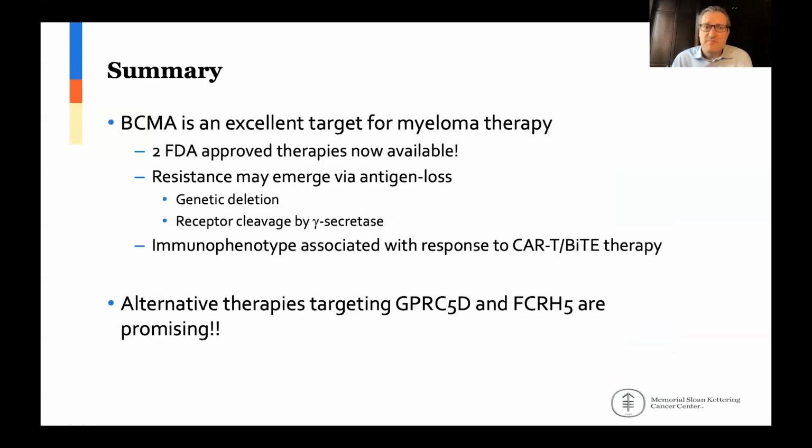So in summary, BCMA, as Jenny said, is an excellent target for myeloma therapy. There are now 2 FDA-approved therapies available, which is really, really exciting. Genetic deletion can be a mechanism of resistance. Receptor cleavage by gamma secretase can also reduce the density of the receptor and potentially result in resistance. But I think immunophenotype, at least with CAR T and BiTE therapy, seems to be more of an important target for further research to try to improve the outcomes. Alternative therapies that target GPRC5D and FcRH5 appear to be really, really promising and continue to undergo development.